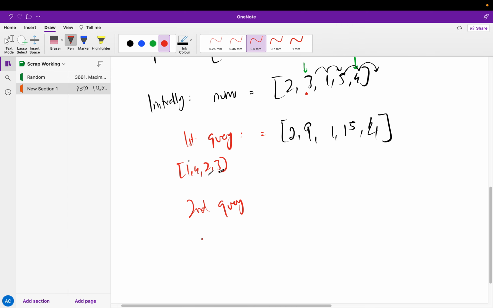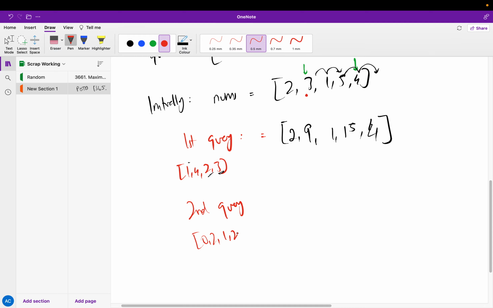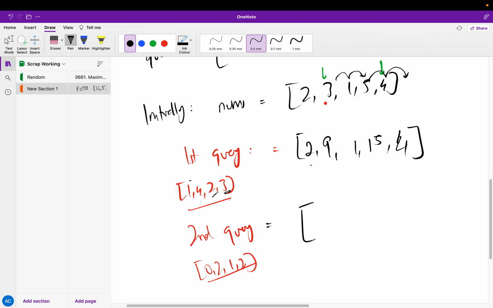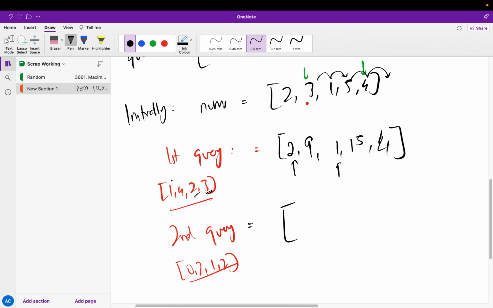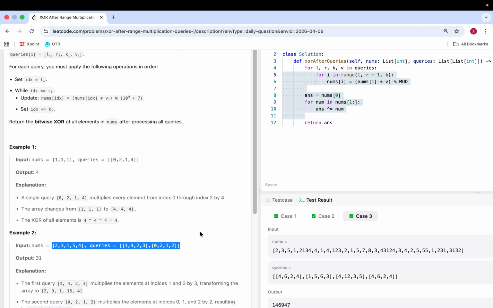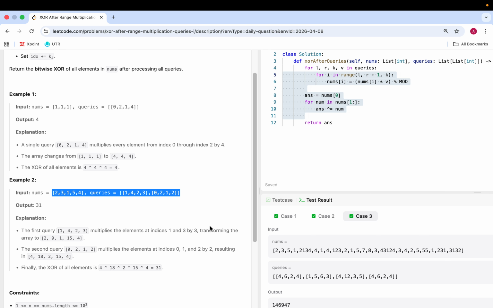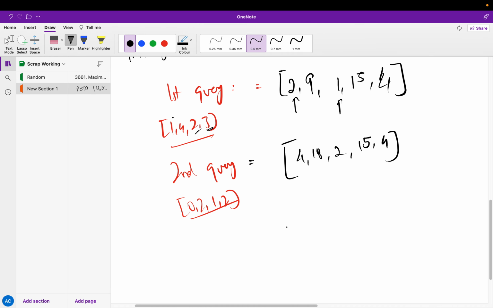And then the second query will look like 0, 2, 1, 2, right? And so the nums in turn will transform, so 0 to 2 with 1 and 2. 0 is over here, 2 is over here. We're incrementing by 1, so we basically hit all of them. 4, 18, and 2. So doubling each of those, and then 15 stays the same. Oops, 15 stays the same, and 4 stays the same. Now, does that look about right? 4, 18, 2, 15, and 4. Cool. And then from there, naturally, you XOR everything.